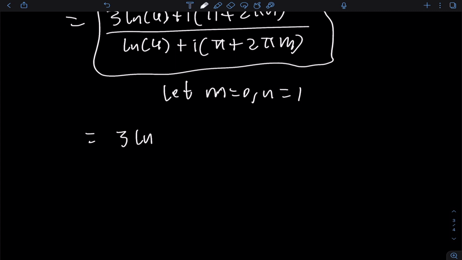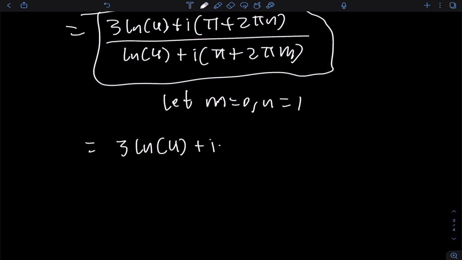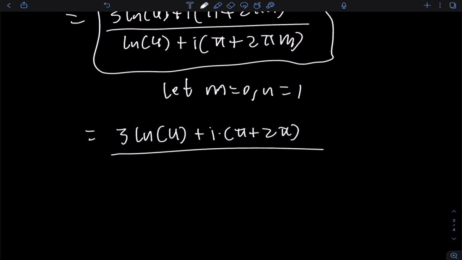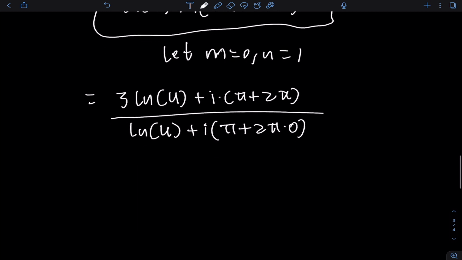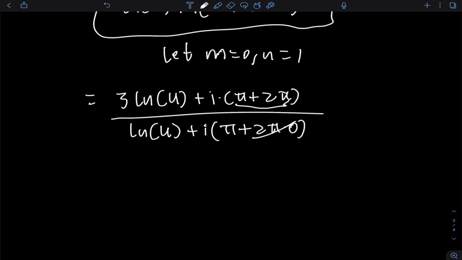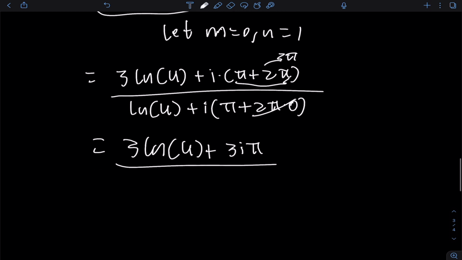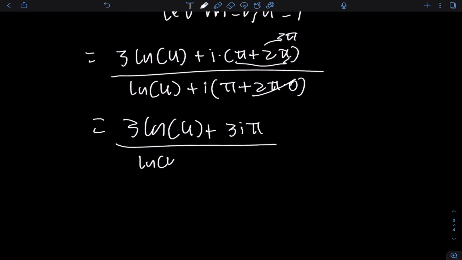So we have 3 natural log of 4 plus, and now we have I times pi plus 2 pi, and that's over the natural log of 4 plus I pi plus 2 pi times 0. We know that this will cancel out and this will group to be a 3 pi. So this is equal to 3 times the natural log of 4 plus 3I pi, I guess you could write it as, and here you have the natural log of 4 plus just I pi.